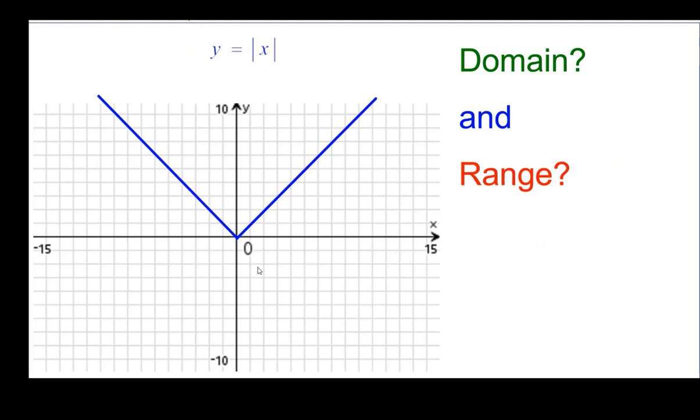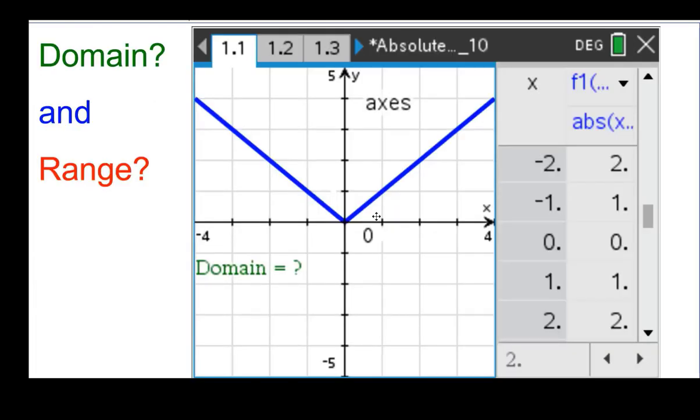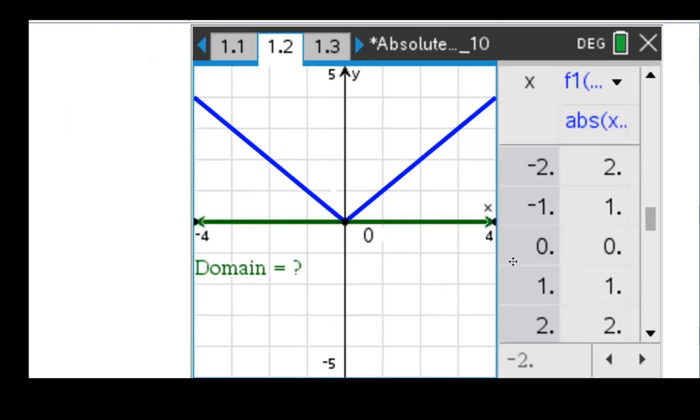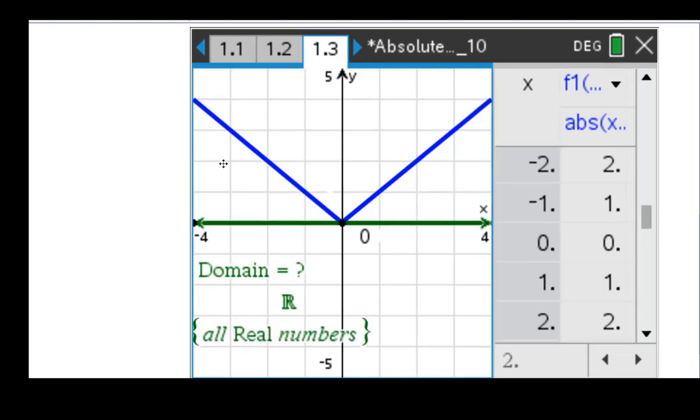Finally, we'll look at domain and range. So the domain for this, we have the graph and the table shown. So you'll notice the x values here, and the domain seems to be all the x values along here because it has y coordinates above it, y points above it. So the domain is all real numbers, and we usually write that with a script R.